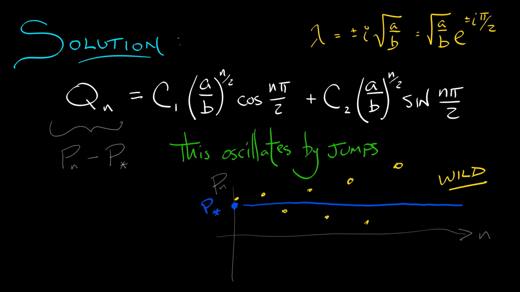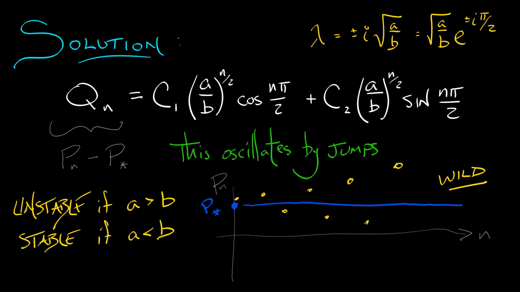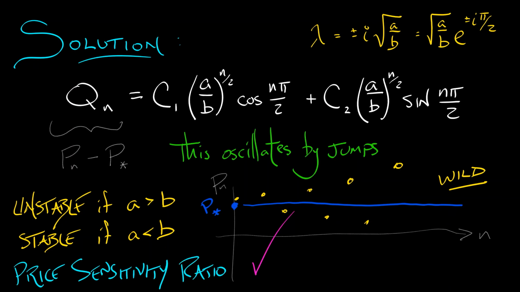In fact, we're going to have unstable dynamics if A is bigger than B, because that number is bigger than 1, and so we're just getting higher and higher powers. On the other hand, if A is less than B, and remember they're both positive, then as n increases, this is getting smaller and smaller and smaller, so that we're converging to this equilibrium. Everything depends on this price sensitivity ratio.